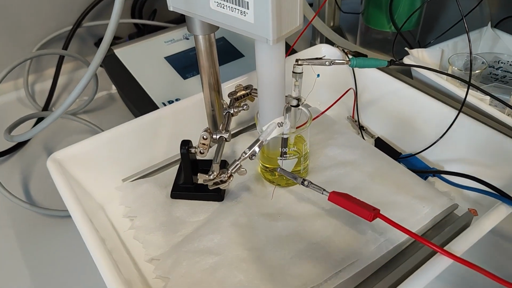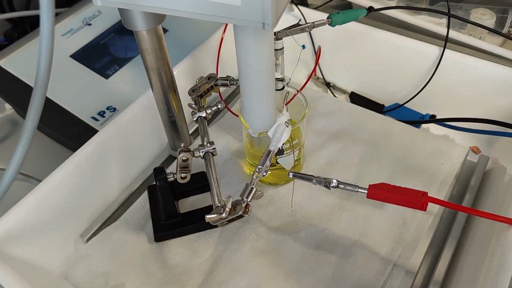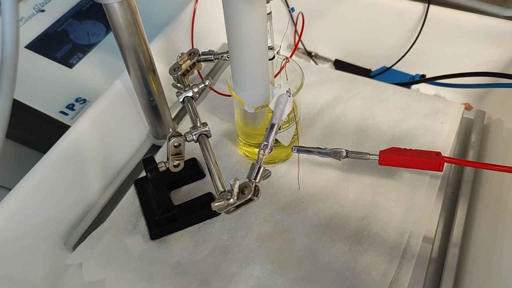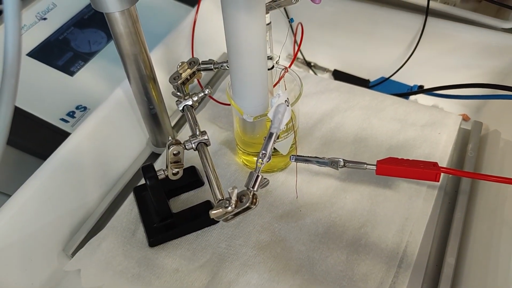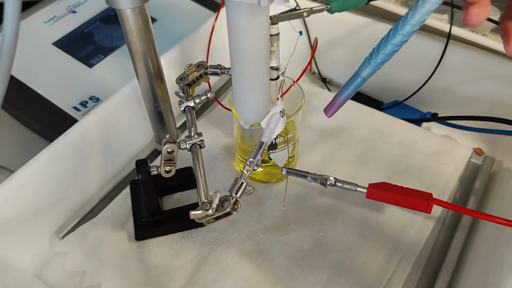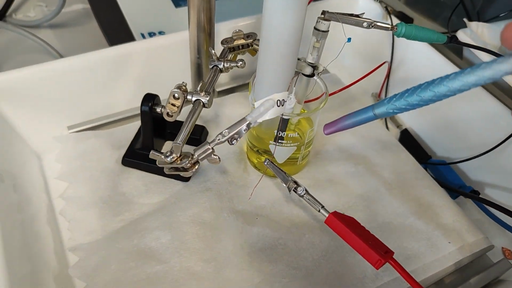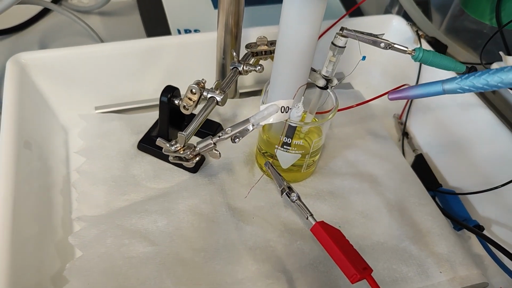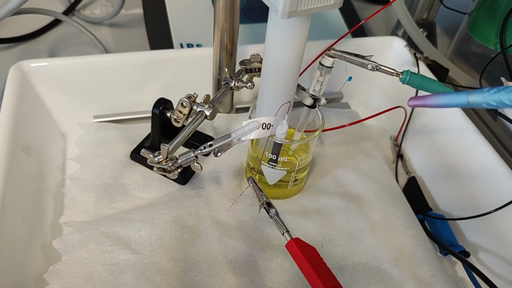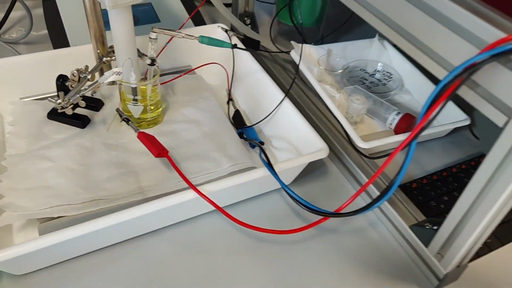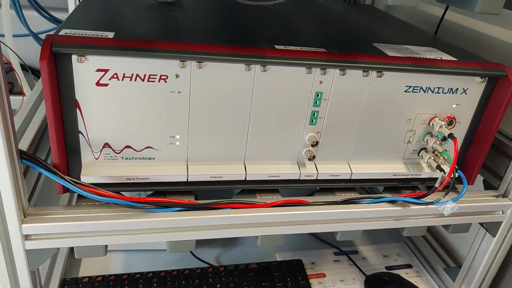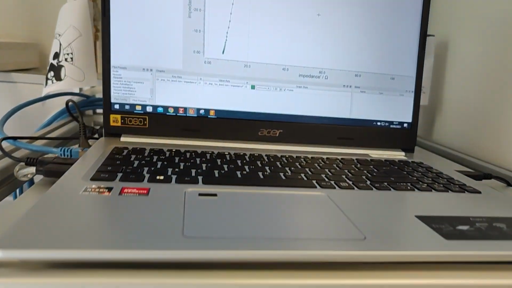For these measurements we used this setup that includes, again, the electrolyte solution in a beaker, and also the working electrode. It's a platinum macro disc electrode. For the counter electrode we use a carbon rod, and for reference we used a mercury sulfide electrode. This setup is connected with a potentiostat, a Zahner potentiostat, that is connected with a laptop.